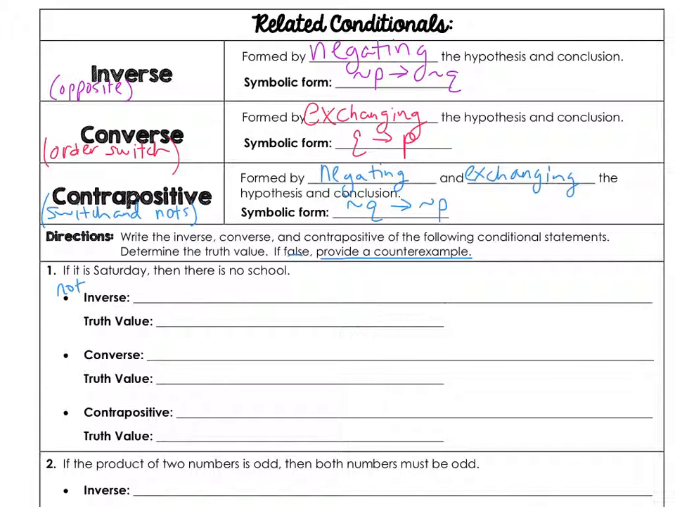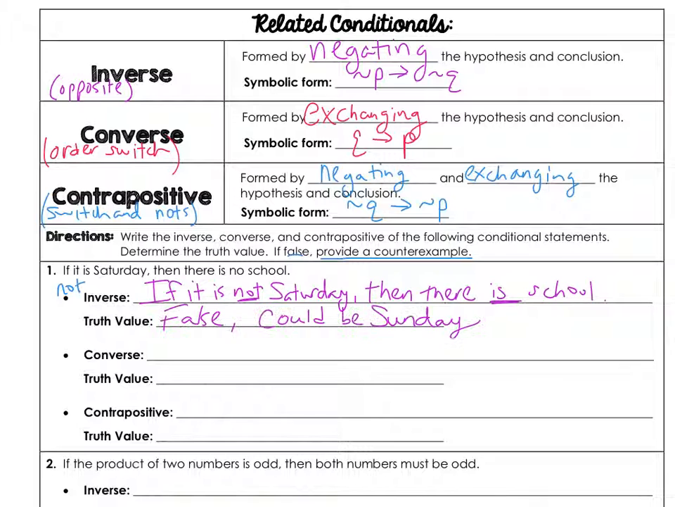So this would be, if it is not Saturday, then there is school. So if you notice that for the first part we inserted the not in there. For the second half, the conclusion, there was already a not basically in our sentence, so we need to take it away, so it's now missing. So if it is not Saturday, then there is school. Is that always going to be true? No, because if it's not Saturday, it could be Monday, Tuesday, Wednesday, Thursday, or Friday, or Sunday, and on Sunday, there is not school. So that's what we would write for our counter example.